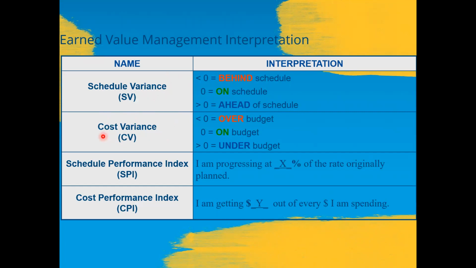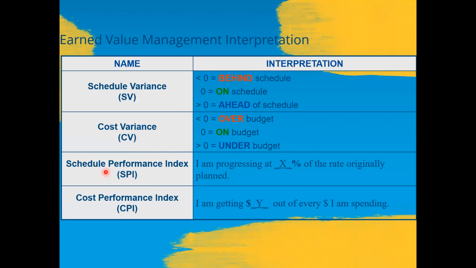Now, the second parameter is the cost variance. Cost variance less than zero means the project is over budget. Cost variance equal to zero means the project is exactly on budget. But if your cost variance is greater than zero, it means the project is under budget.